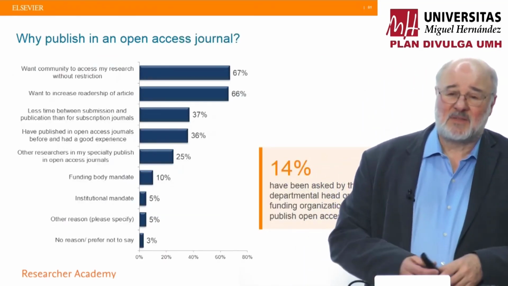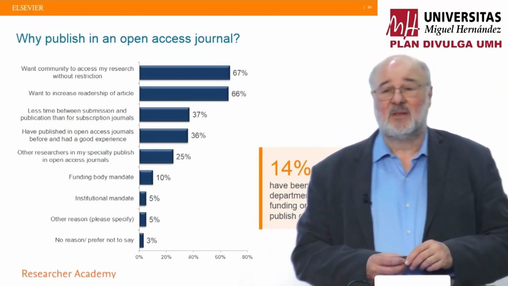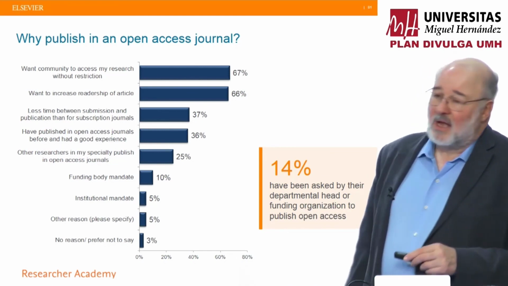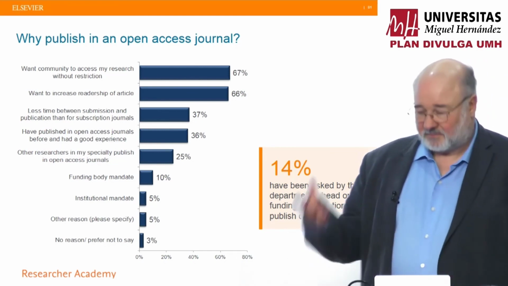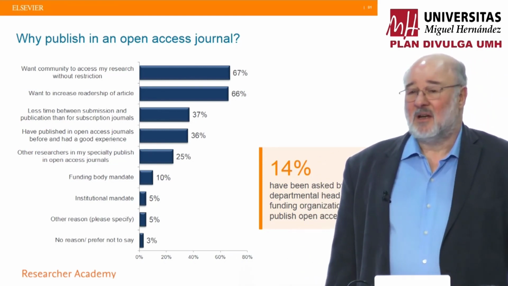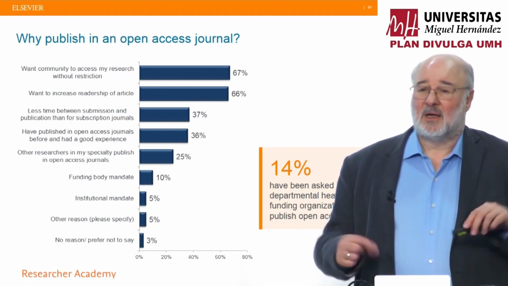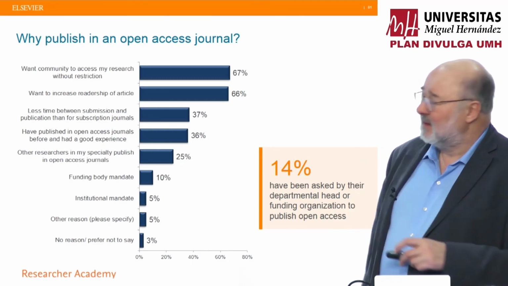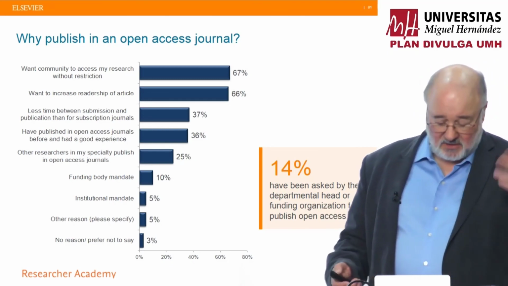People publish in open access for different reasons, sometimes because the field expects it. So genetics and cell biology expect that most of the work will come open access. Some areas like economics, no one's interested. It's all subscription. Sometimes it's a funding body mandate. The funding body insists this happens, which is fine.